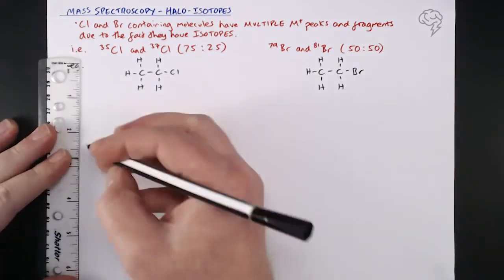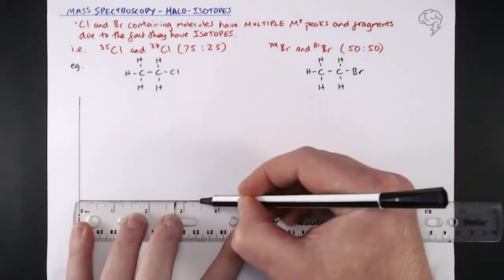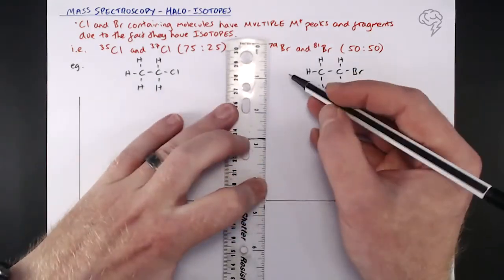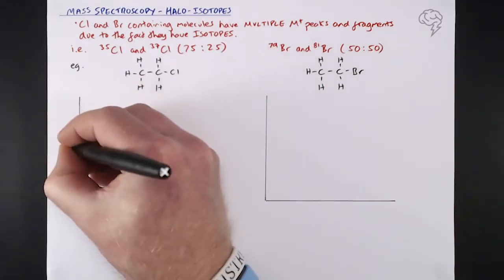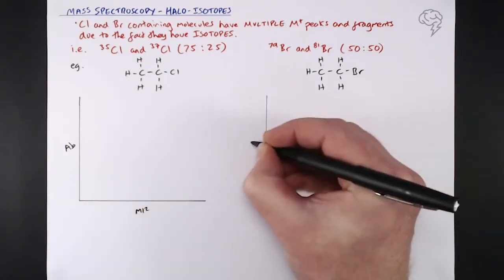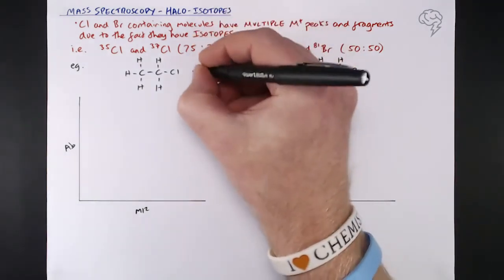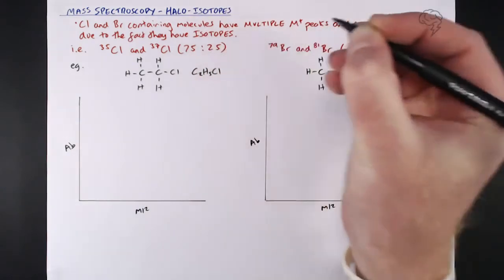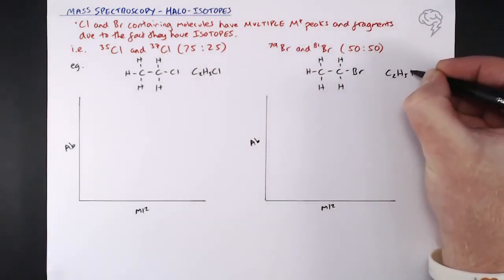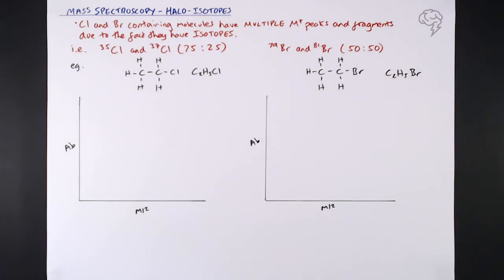So again, I'm going to draw a couple of axes here, just like I did in the last tutorial. On the y-axis, we've got our abundance, usually a percentage, and on the bottom, our classic m/z value, so our mass to charge ratio. So let's start by looking at the molecular ion peaks. Well, of course, the molecular ion peaks are given by the entire molecule, the entire Mr of this molecule. But the thing is, like I said in that opening statement, we do have multiple molecular ion peaks. So let's have a look at what we get in terms of chlorine.